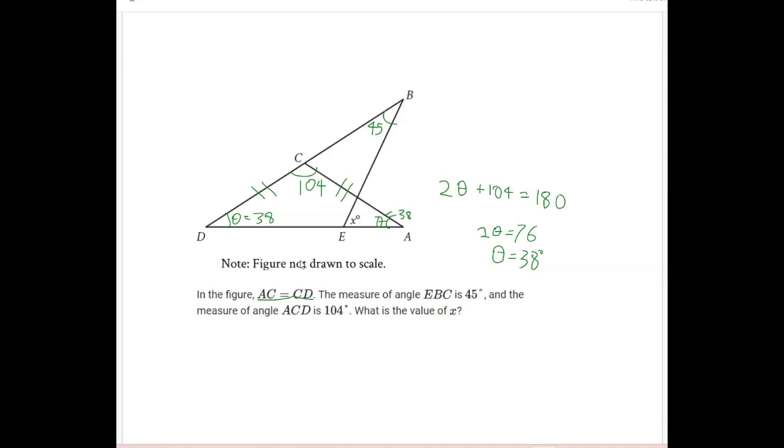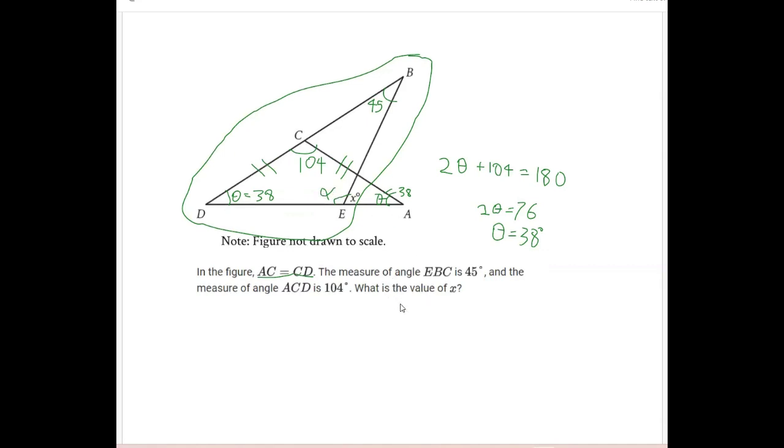Now, I could see another pattern here immediately. Take a look at the triangle BDE. I'm going to say this is alpha, and we know that the angles in the triangle should all add up to 180. So I could write alpha plus 38 plus 45 is equal to 180, right?